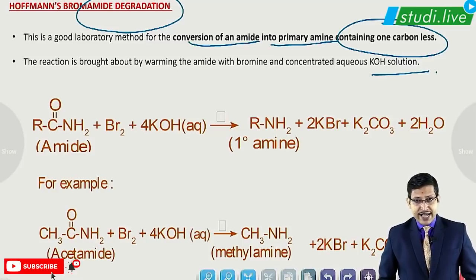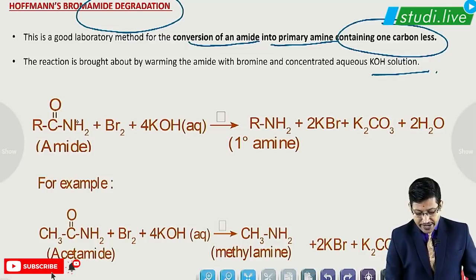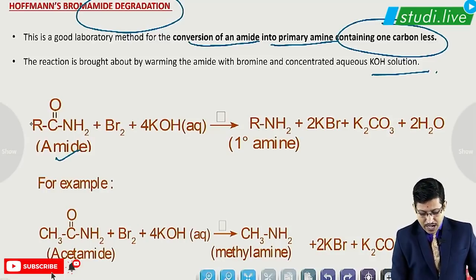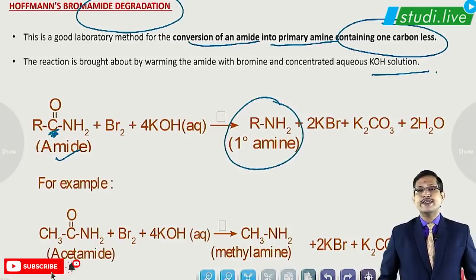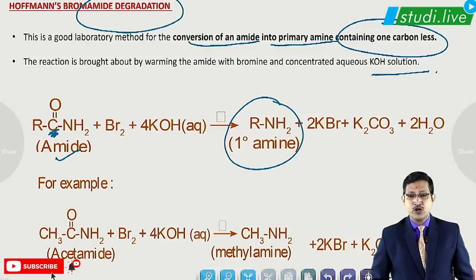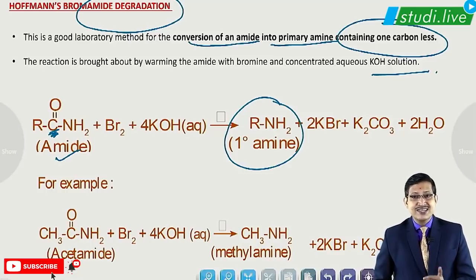So let's talk about the reaction. RCONH2, which is called acid amide, plus Br2 plus 4KOH. Now here this is RCONH2, and it gives you only RNH2. So that carbon is not appearing in the product. This means one carbon is less, and that is degradation. That is why the name is Hoffmann's bromamide degradation.